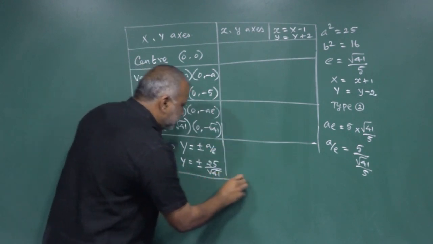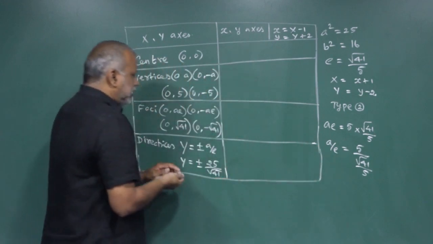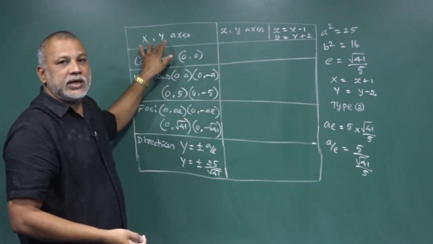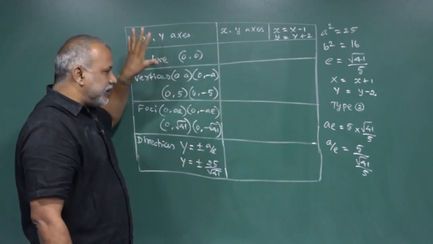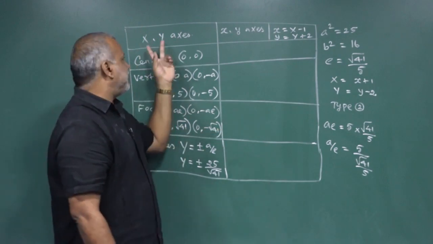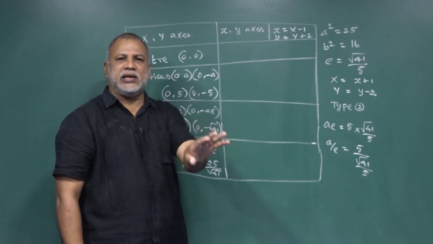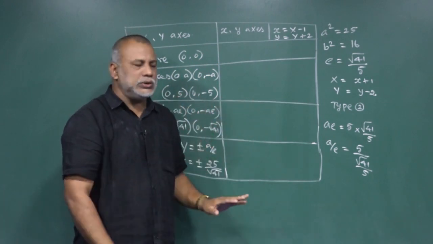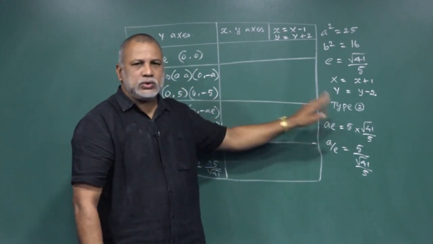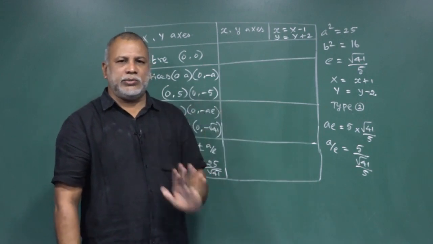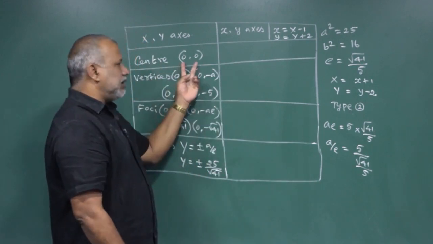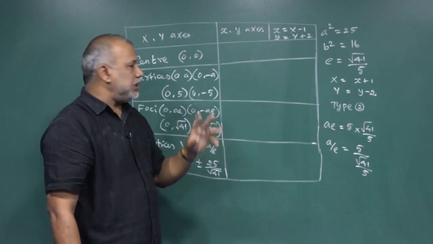So we have worked out all the results based on capital X, capital Y axis. For the first column you have to fill capital X, capital Y. Then these results are based on the fundamental theoretical concept only. Directly you can substitute. The given equation belongs to type 2. It may be type 1 or type 2. That is the only difference. So center is always 0 comma 0 for any two types.